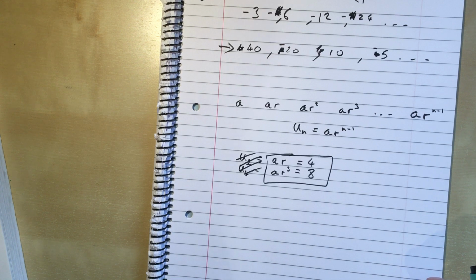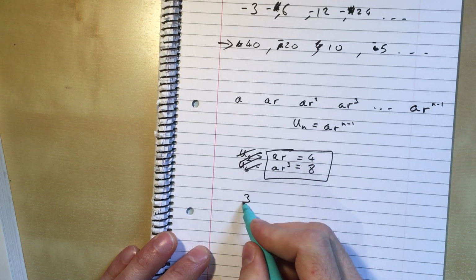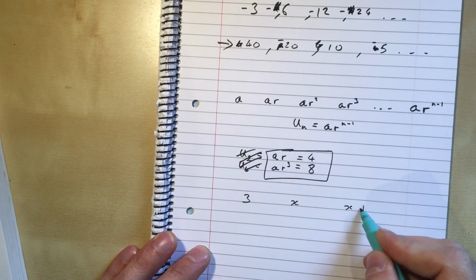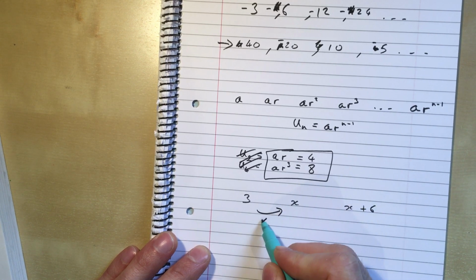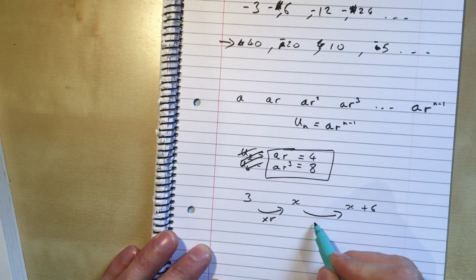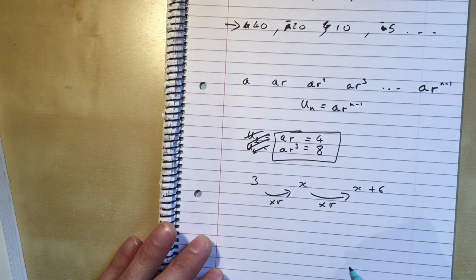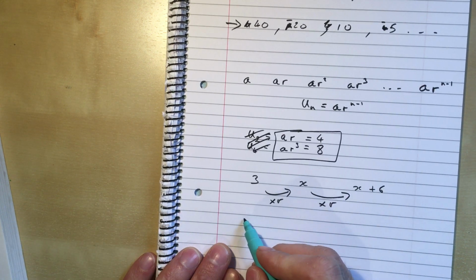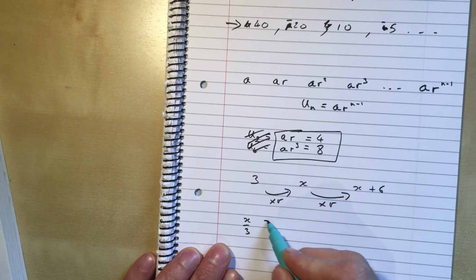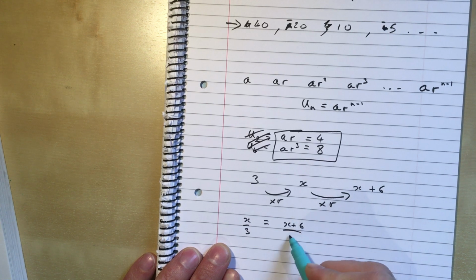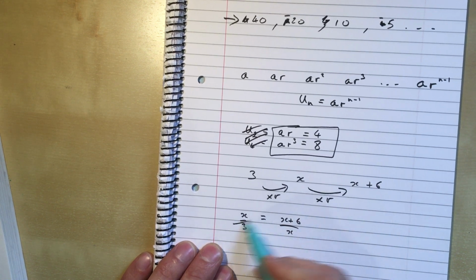Because this is a video, I can do example 10 and 11 for people that are interested. So the numbers 3, x, and x plus 6 are in a geometric progression. 3, x, x plus 6. So that means if you take 3 and you times by r, you get x. If you take x and you times by r, you get x plus 6. So what you could do is say x over 3 equals x plus 6 divided by x. And that's the way they do it in the book.